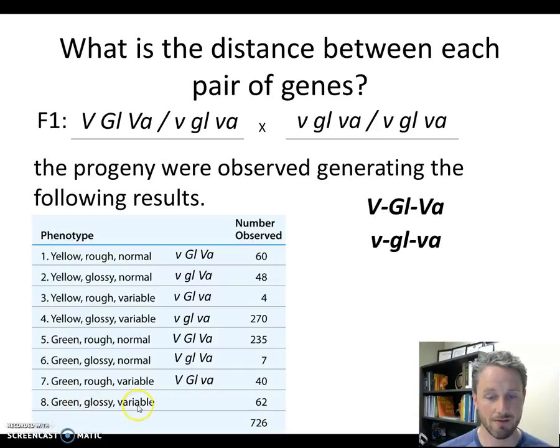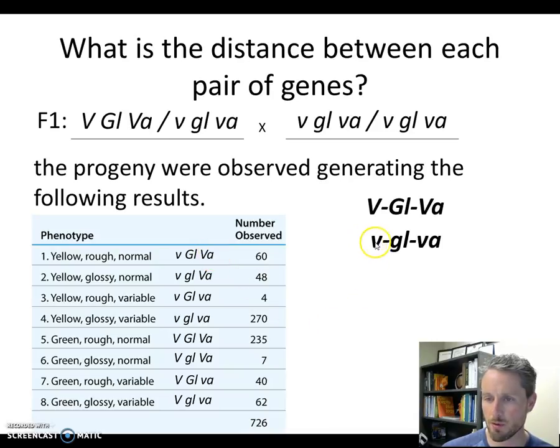And green, glossy, variable is dominant, recessive, recessive. Okay. So now I can look at these allele combinations that I got from the first parent and think about how you would have to rearrange these alleles to get that outcome. So let's take this very first one as an example. How can I get a recessive V, a dominant GL, and a dominant VA?